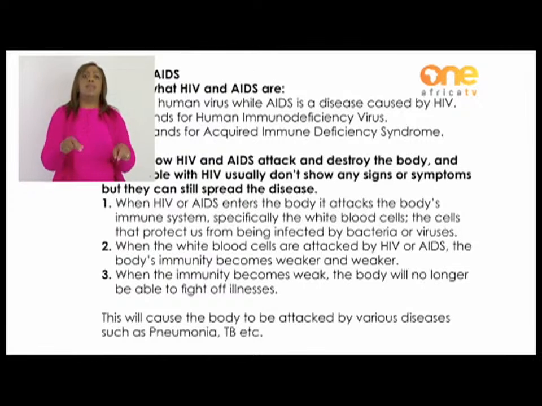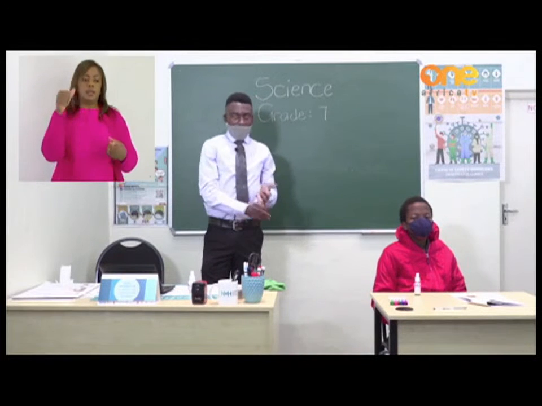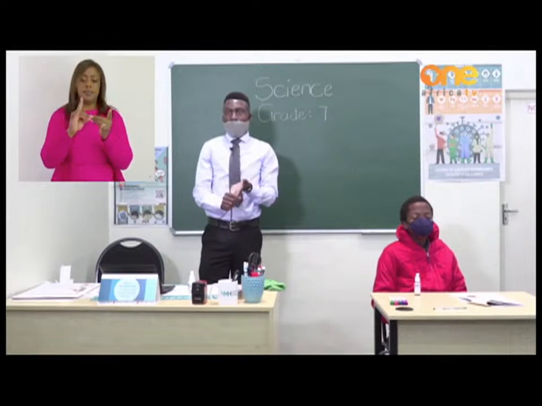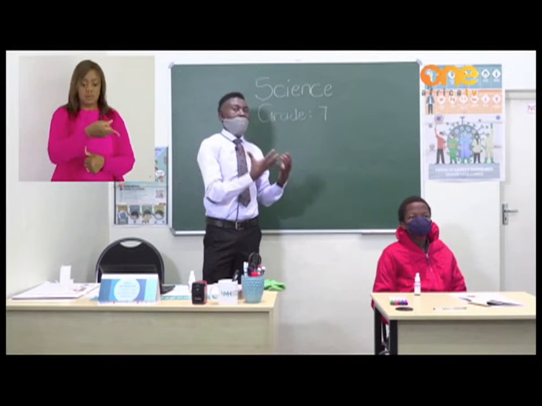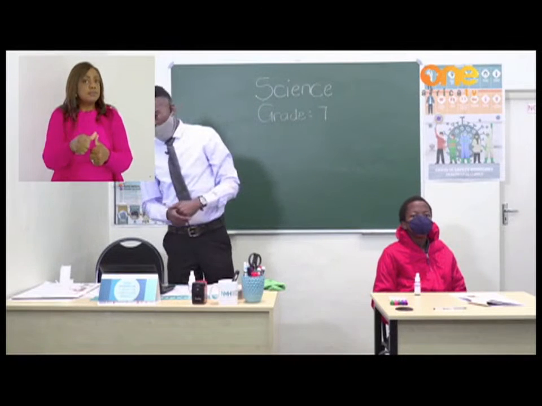So in today's lesson, we have looked at different ways of showing affection that are safe. Different ways of showing affection that are safe include hugging, kissing, shaking hands, and many more. So long as you make sure that what you are doing is safe, it will not result in you getting STDs such as HIV and AIDS.